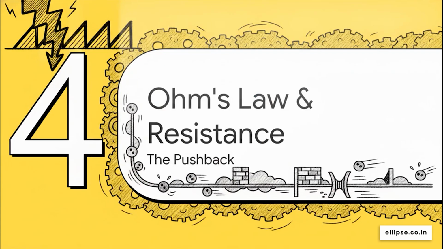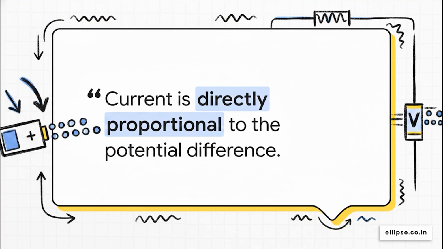Awesome. On to section 4, Ohm's law and resistance. Now that we have the push, let's look at the pushback. What hurdles do these electrons actually face? Before we get to the hurdles, though, we have to respect the golden rule of the chapter. Ohm's law states the electric current flowing through a conductor is directly proportional to the potential difference across its ends, assuming, of course, that physical conditions like temperature stay constant.